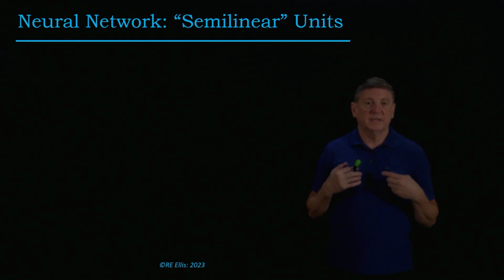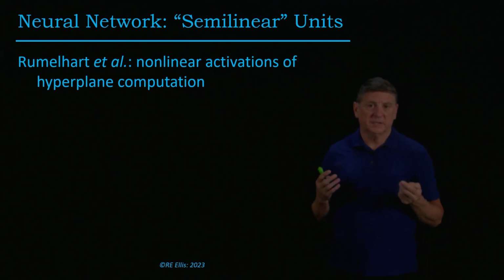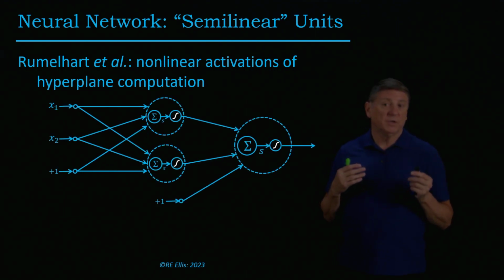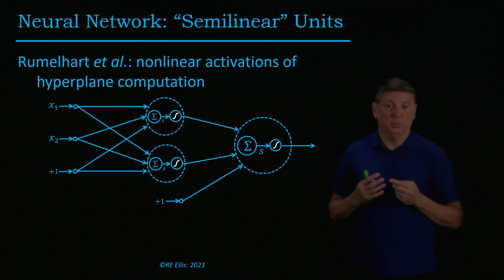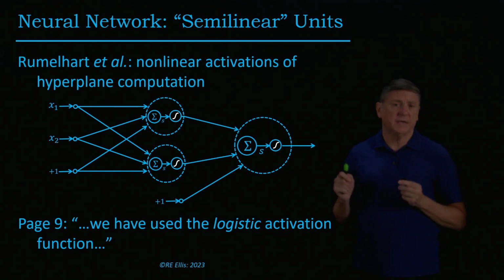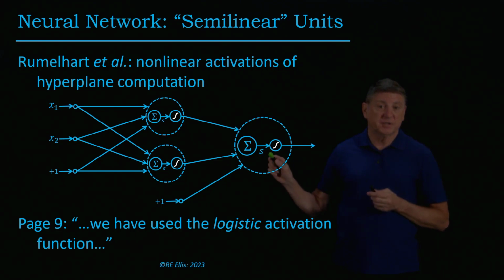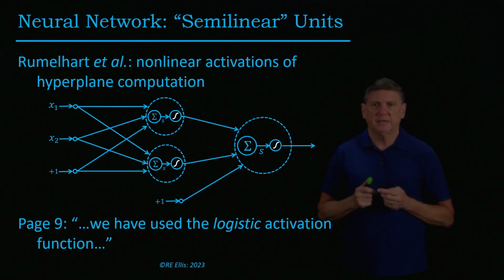So neural networks, this quantization was difficult to work with early in neural networks, and Rumelhart and colleagues developed some nonlinear activations of the hyperplane. So the idea was they wanted the data to flow from the left through the middle to the right, and they wanted multiple layers of artificial neurons that they called a neural network. So on page 9 of this foundational article, they note that they use a logistic activation function, which we're showing as a little script. So let's get into that script in a little more detail.